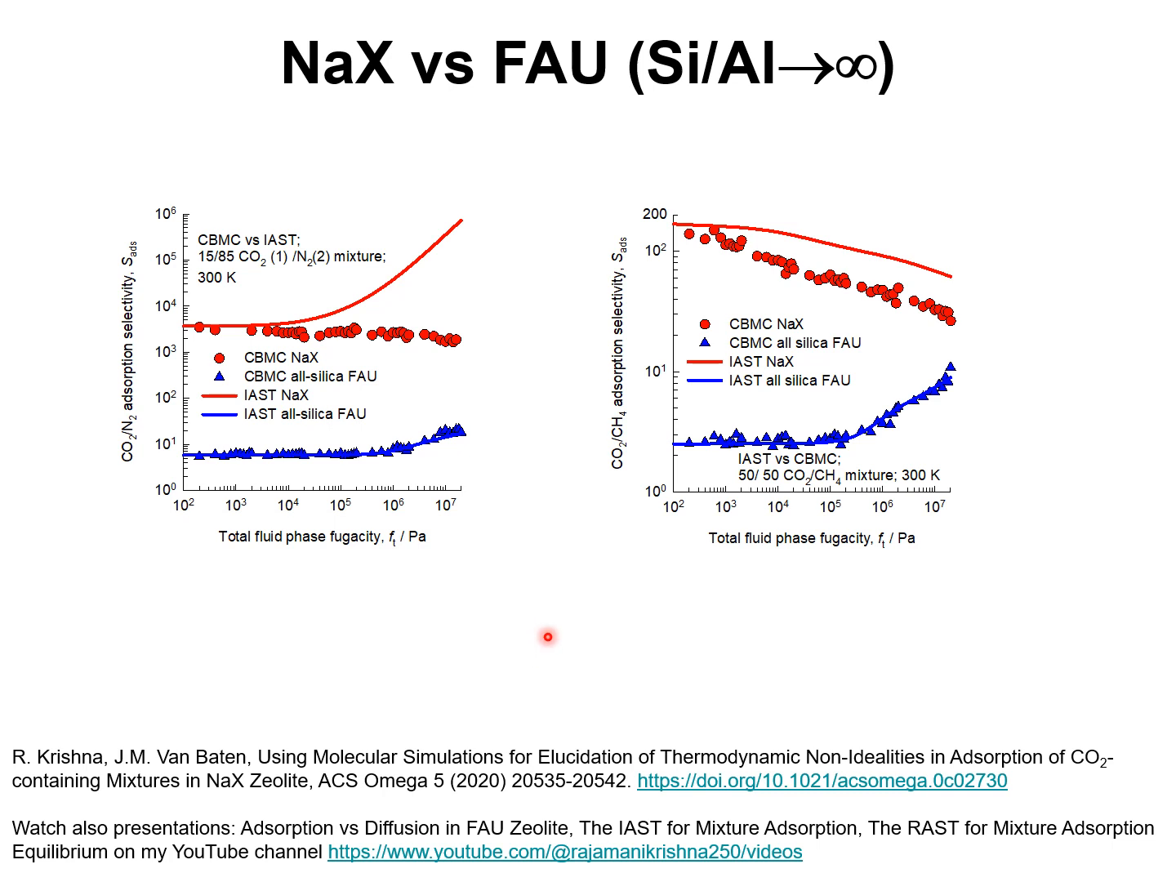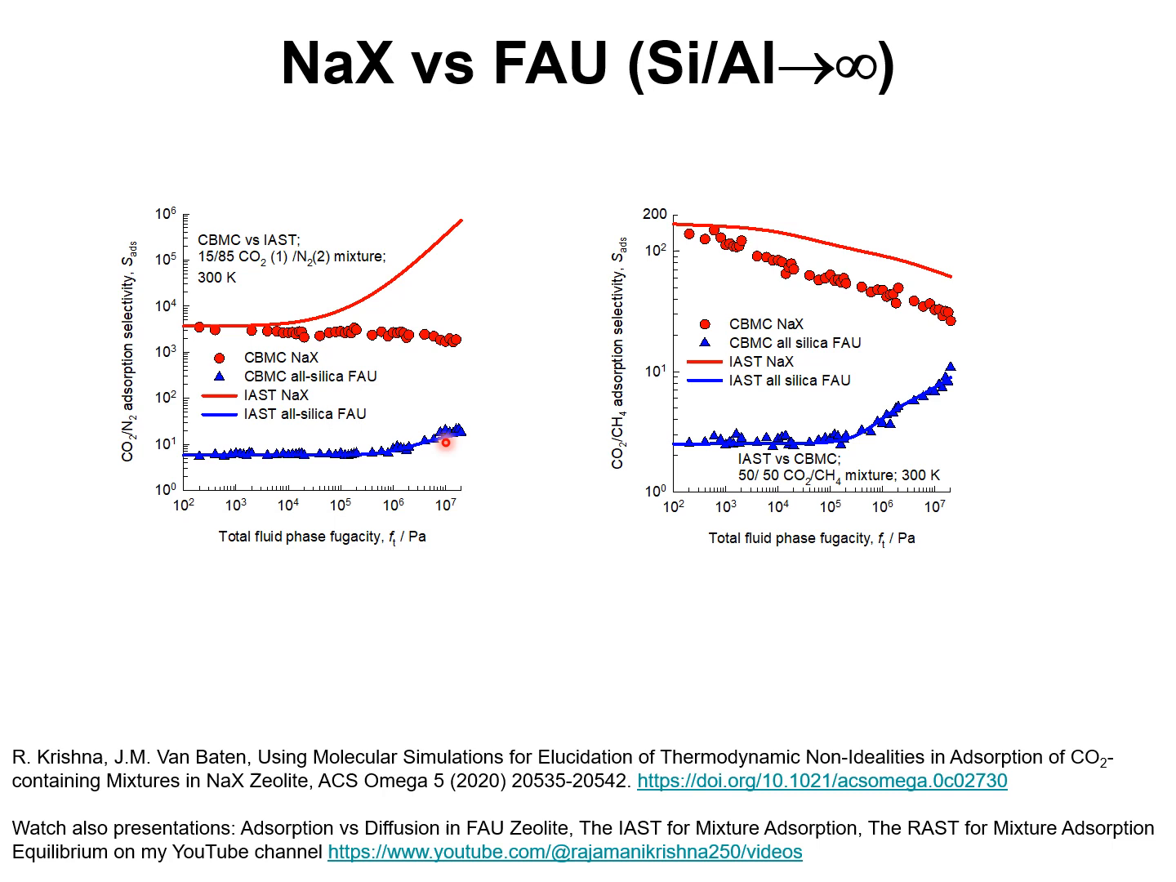The story so far has been that if there are no extra framework cations, as in all silica Faujasite, then there are no congregation or segregation effects. And in sodium X zeolite with extra framework cations, the CO2 tends to congregate around the extra framework cations, leading to an inhomogeneous distribution of adsorbates. To emphasize this point even further, we compare the CO2 nitrogen adsorption selectivity for 15-85 mixtures in NaX, shown by these red circles, and the blue triangles are for the adsorption selectivity in all silica Faujasite. The IAST calculations are shown by the continuous lines.